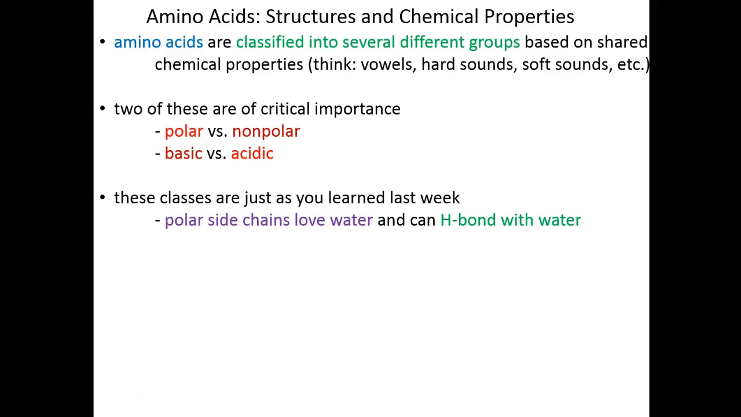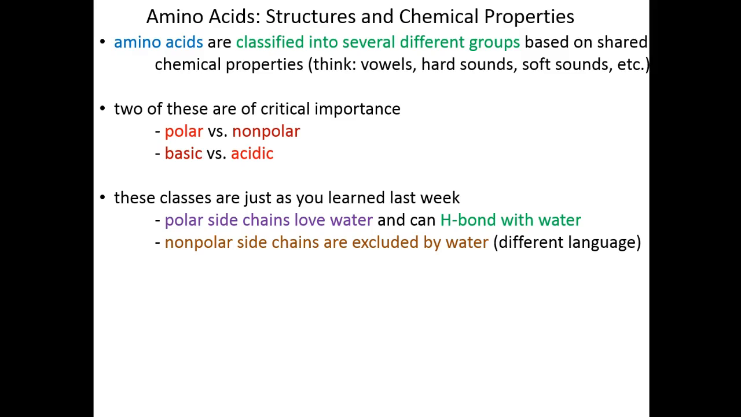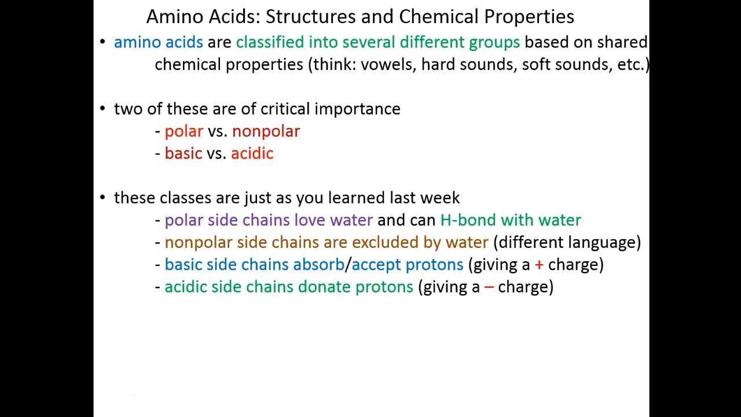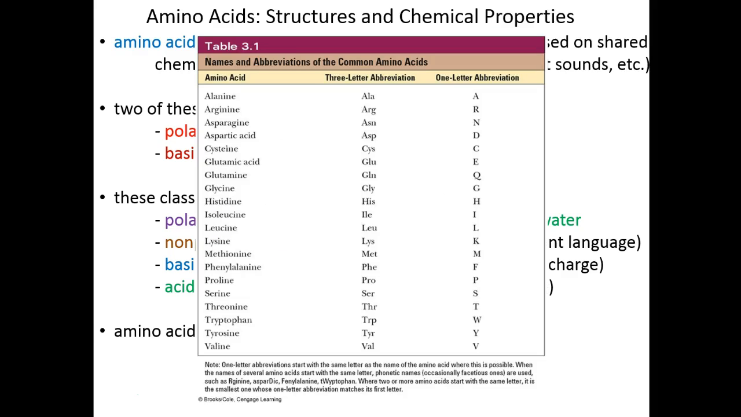Polar side chains, not surprisingly, love water. They can engage in hydrogen bonds with water. Nonpolar side chains are excluded by water. They're clustered together because they don't speak that language of charge. As I already said, basic side chains can accept protons, and when they do so, they will take on a positive charge because that proton is positively charged. And acidic side chains can donate protons, and when that positively charged proton is lost, the side chain will revert to a negative charge. Amino acids also have shorthand names or nicknames, 3-letter codes and 1-letter codes.